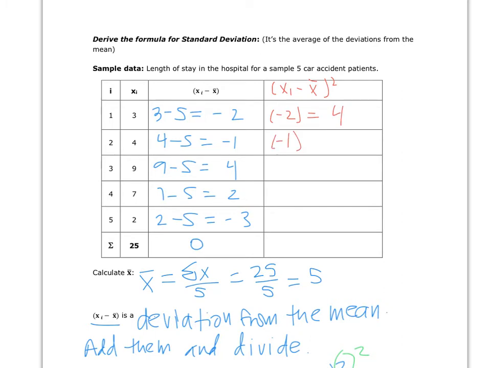So you get 4 and then 1 and 16, 4, and a positive 9. Okay, now we have all positive numbers. When we add those up, we're going to get something positive, and that is 34 we get for the sum. So we have come up with this deviation from the mean. We've squared them, we've added them up, and we've gotten this number 34.